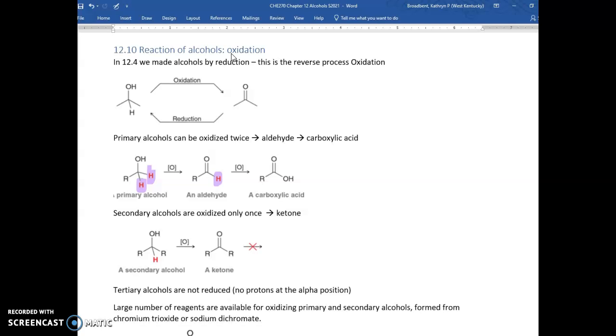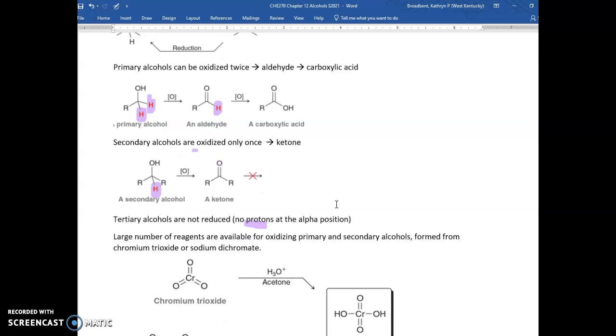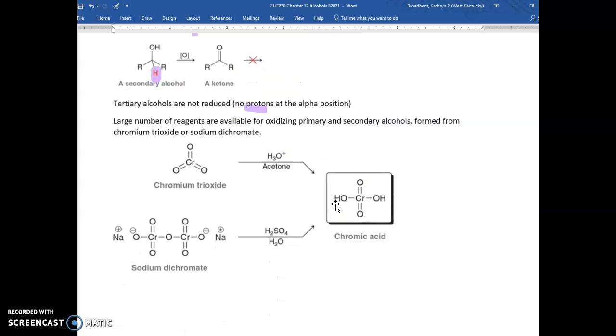Secondary alcohols can only be oxidized once because they've only got the one hydrogen, and they make a ketone. Tertiary alcohols cannot be oxidized because they don't have any protons at the alpha position. There are a large number of reagents available for oxidizing primary and secondary alcohols, and many of them are formed from chromium trioxide or from sodium dichromate.